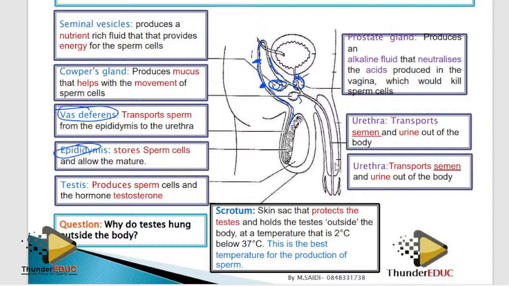Please, if you are coming from the penis side, the first gland is the Cowper's gland, the second gland is the prostate gland, and then the last gland is the seminal vesicle. That's how you can identify it. So I think I'm done with that. Please don't make mistakes when it comes to that.